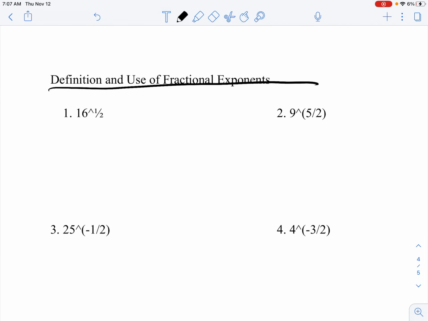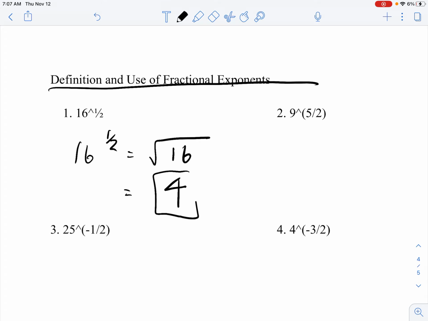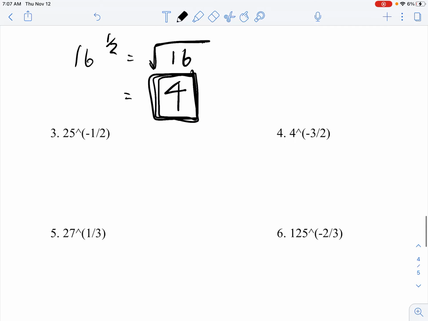Define and using fractional exponents. Okay, so when you have the fractional exponent of 1/2, what that means is that you're basically going to be doing the opposite of what an exponent is. You're going to be squaring that 16, which would equal 4, the value of 4. Instead of squaring the number, you're trying to find the number that was squared. So, how do you get 16? Well, you square root it, and you get the 4.